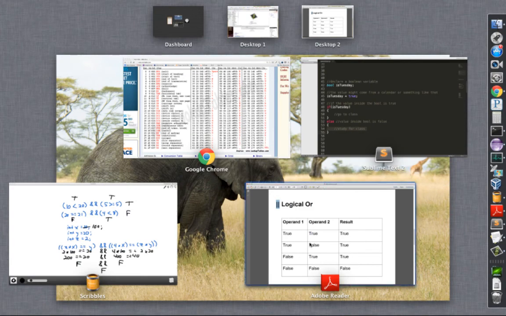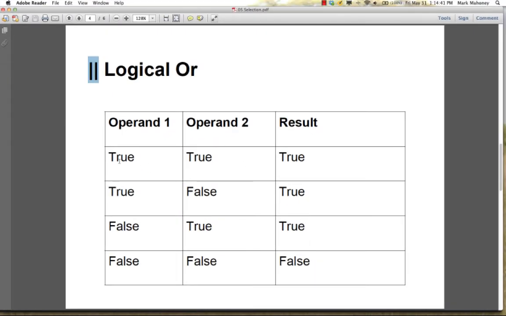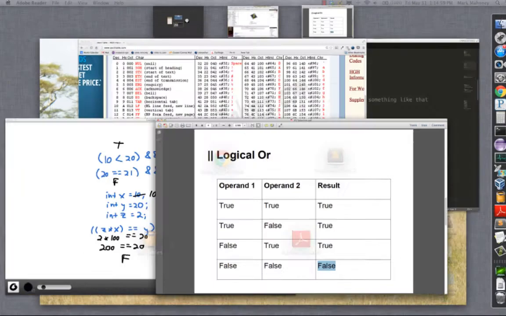Okay, so let's quickly take a look at the chart here. True or true is true. True or false is true. False or true is true. The only one that ever evaluates to false with OR is when both operands are false. So false or false is the one and only time we get a false value.